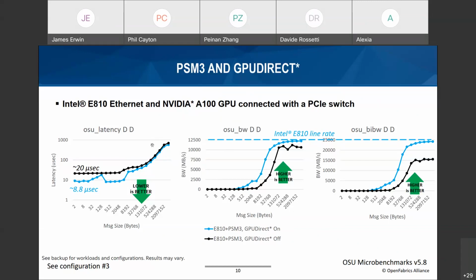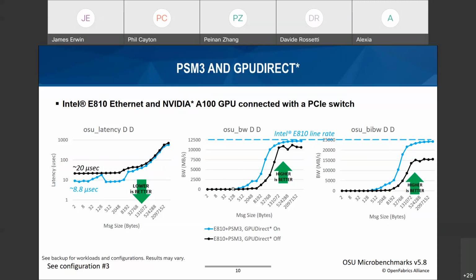Showing latency, OSU latency on the left, unidirectional bandwidth in the center, and bidirectional bandwidth on the right. The black line shows what the performance is if we do not use GPU Direct. So we have the host buffer copies, and you can see the latency is about 20 microseconds without GPU Direct. As we enable GPU Direct, we get a pretty competitive latency of around 8.8 microseconds on these systems.